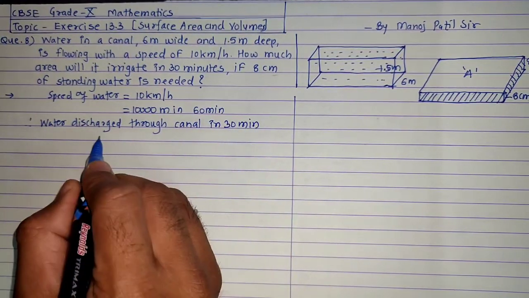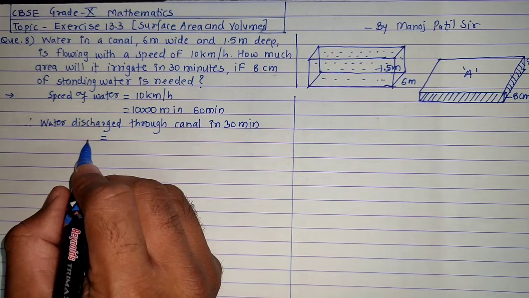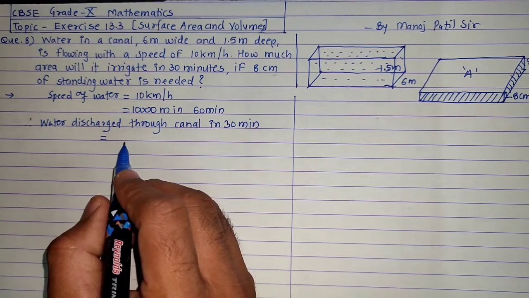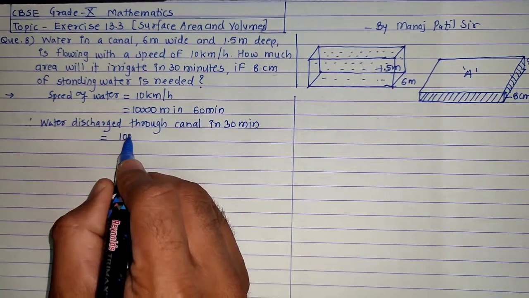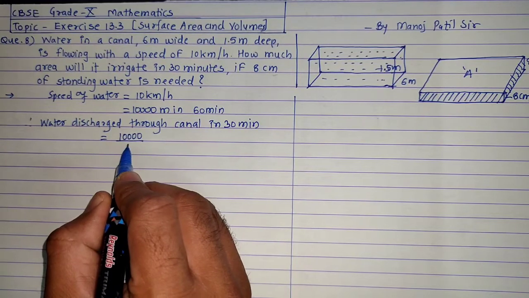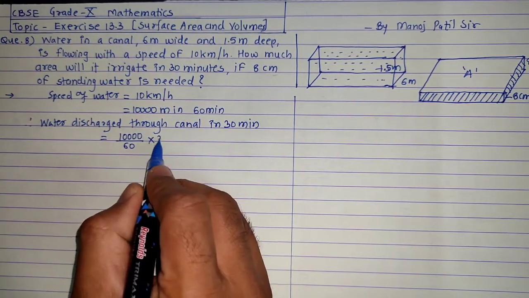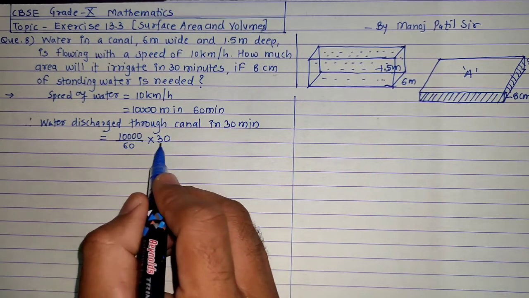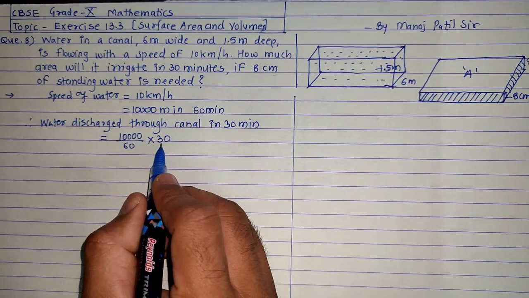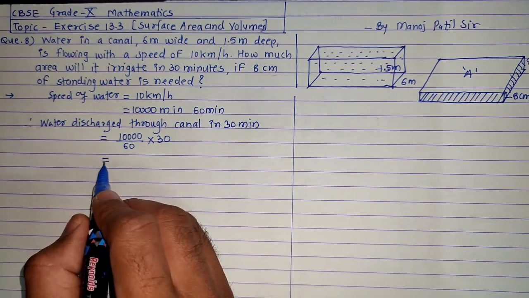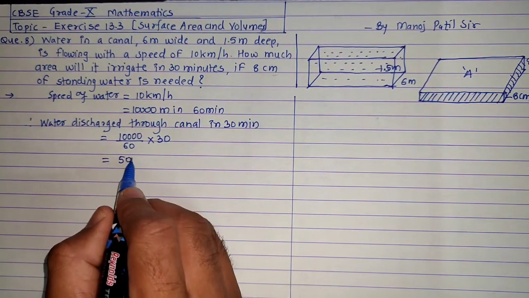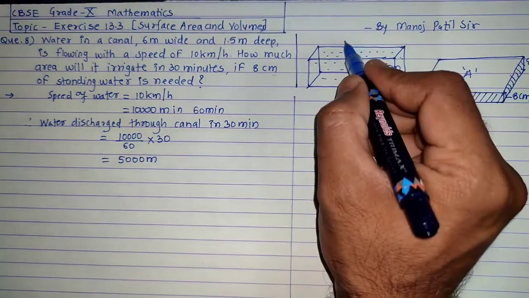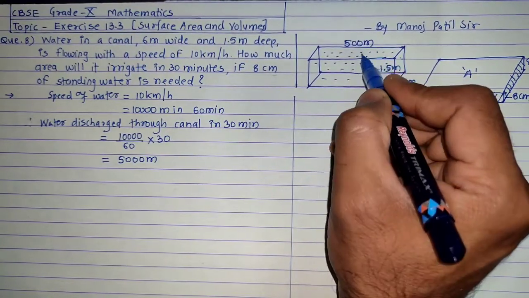So let's find this one. How much water will be discharged? What will be the length of the water in the canal in 30 minutes? That can be found by using 10,000 divided by 60 multiplied by 30. When we divide it by 60, we get the distance in 1 minute, and when we multiply it by 30, then in 30 minutes. So it is equal to 5,000 meter. So here we can write the length of the canal will be 5,000 meter.